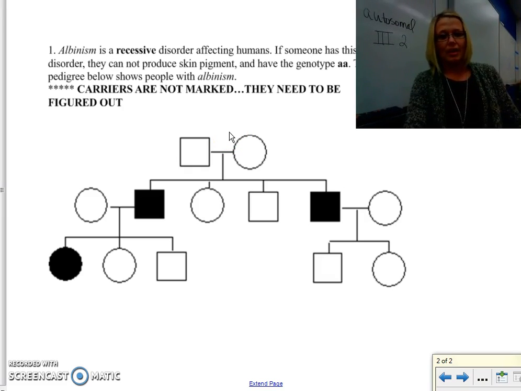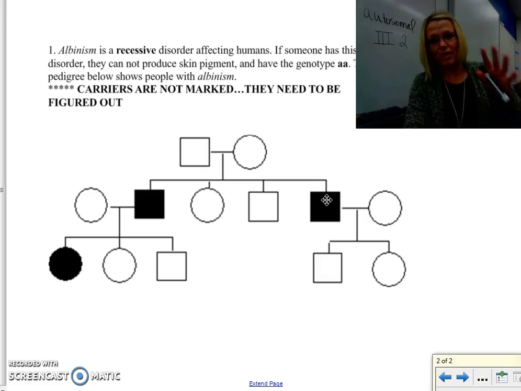Because if this were a dominant trait, in order for any of the children to show the trait, one of the parents, at least, would have to have a dominant allele. Because remember, if it's dominant, it shows up. So they had to have gotten this dominant allele from someone. And it doesn't look like mom or dad, so it can't be dominant. So whenever you see unaffected parents that have affected children, you're dealing with recessive.